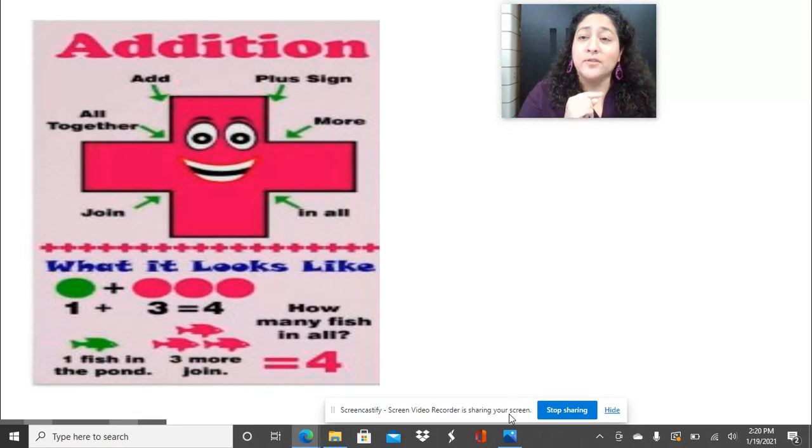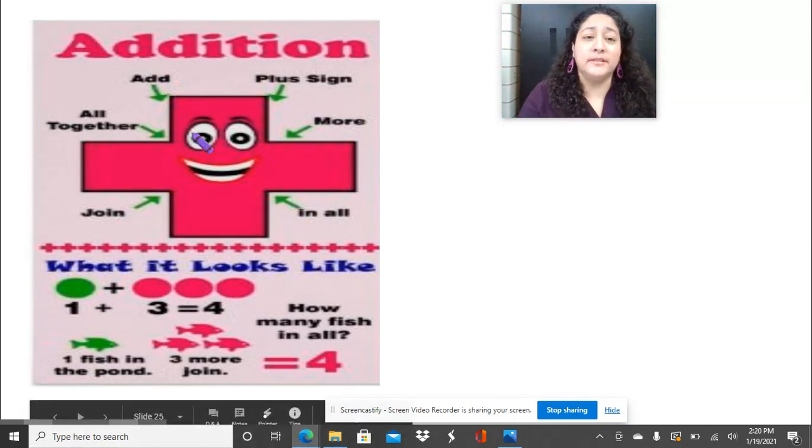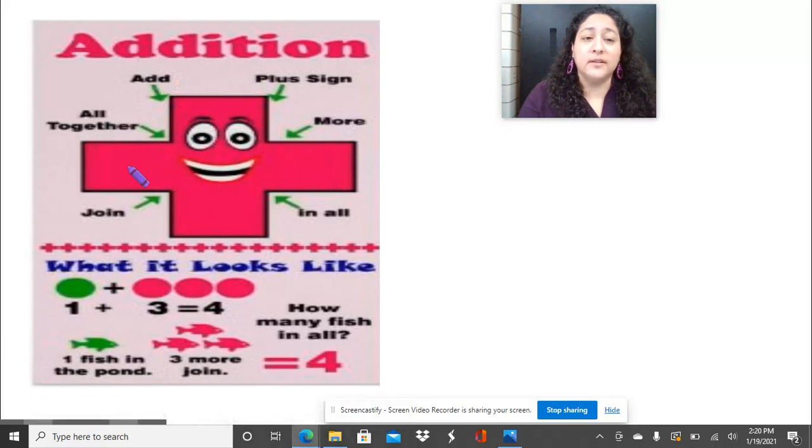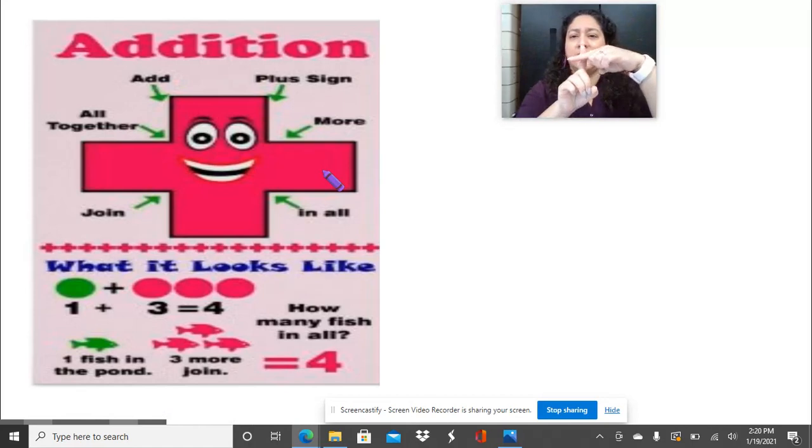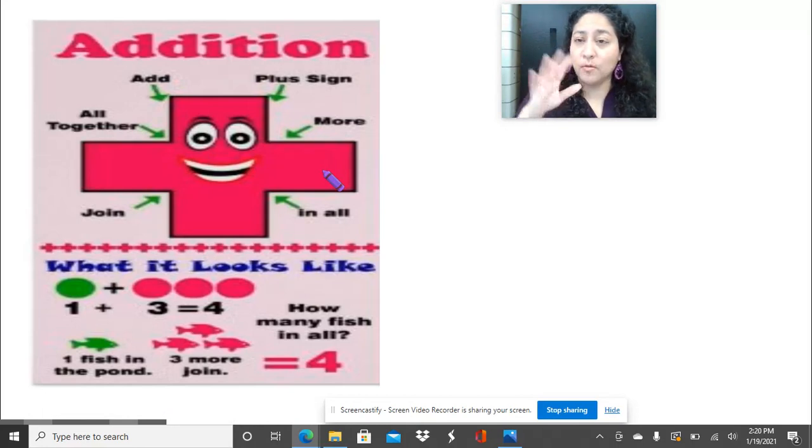So, the first thing I want you to learn is the name of this sign right here. Do you see it? When you see this sign, this is called the plus sign or the addition sign, and it kind of looks like a cross. Okay, that's the plus sign. So whenever you see a plus sign on a number sentence, and I'll talk more about a number sentence in a little bit, that means that we're going to be adding. Okay. So what does adding mean?